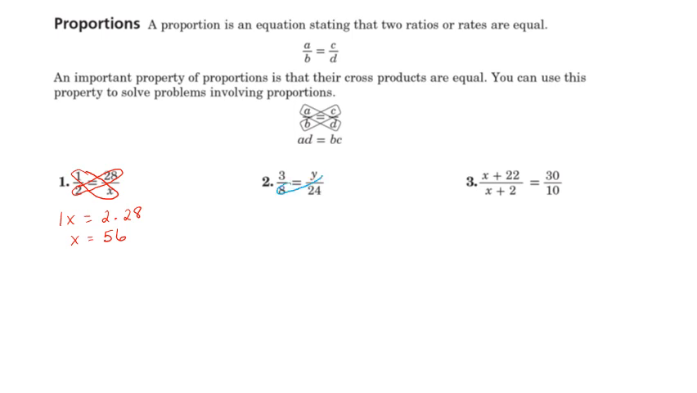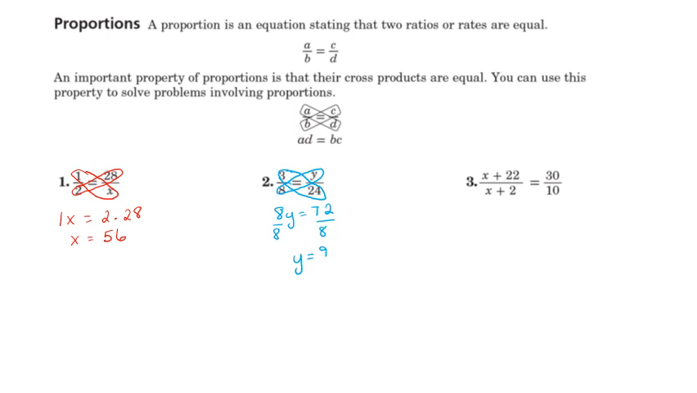I'm going to do 8 times y equals 3 times 24. 8 times y, so 8y, equals 3 times 24. 3 times 24 is 72. Now to solve this equation, I'm going to divide by 8 on both sides, and I get y is 9.